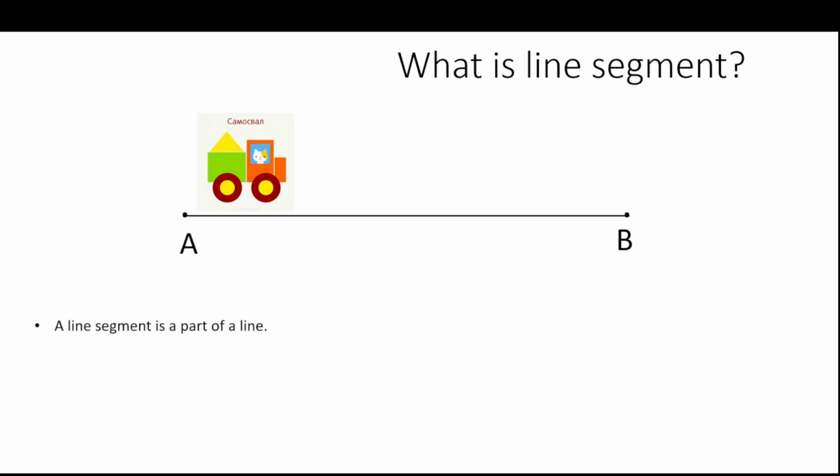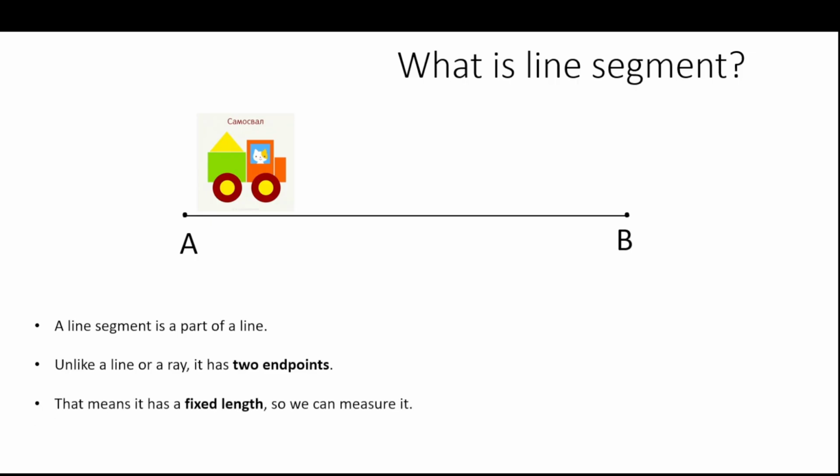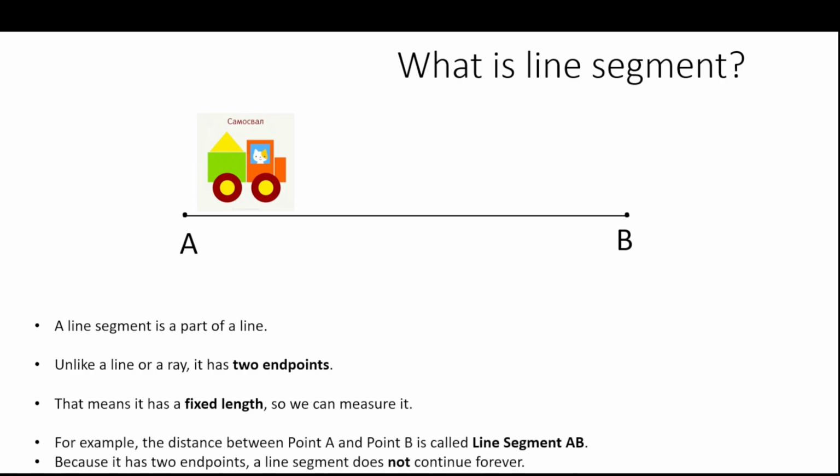It is a part of a line. Unlike a ray or a line, it has 2 endpoints. That means it has a fixed length, so we can measure it. For example, the distance between point A and B is called line segment AB because it has 2 endpoints. A line segment does not continue forever.